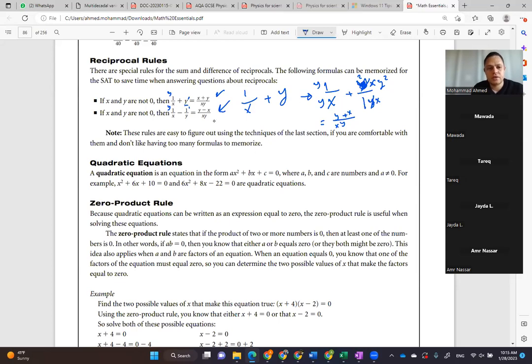Quadratic equation should be in the form ax squared plus bx plus c equals 0, where a, b and c are numbers, and x is the variable we have. So if we have x squared plus 6x plus 10 equals 0, and 6x squared plus 8x minus 22, both are quadratic functions.